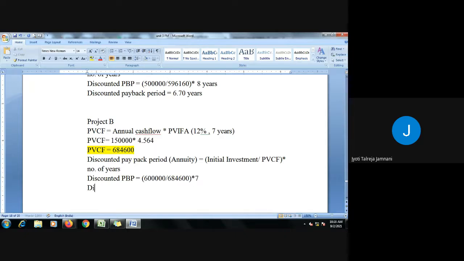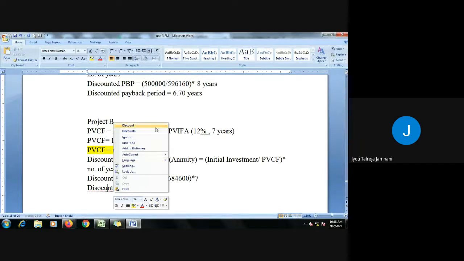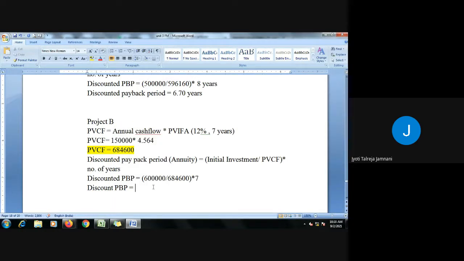So discounted payback period is equal to 6 lakh divided by 6 lakh 84,600 into 7, which is 6.13 years. It will take 6.13 years to recover your money back. Let's do it for project C.